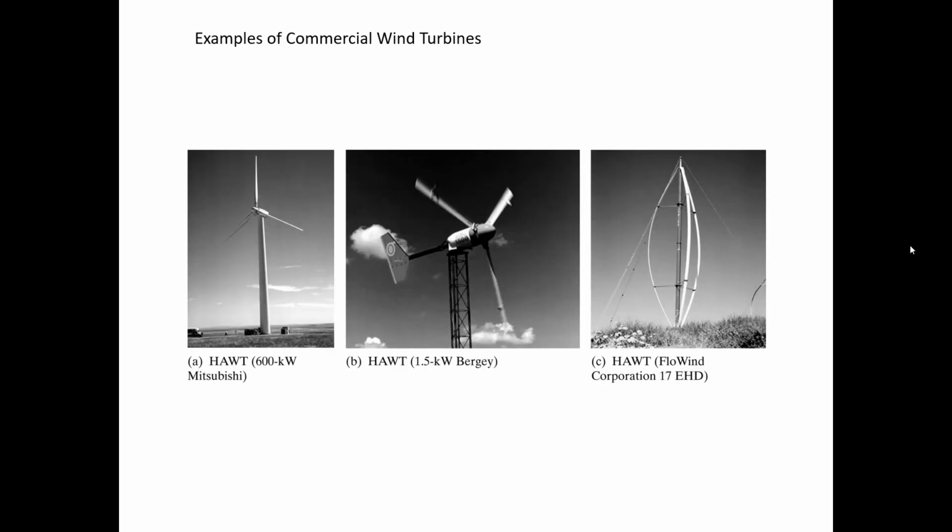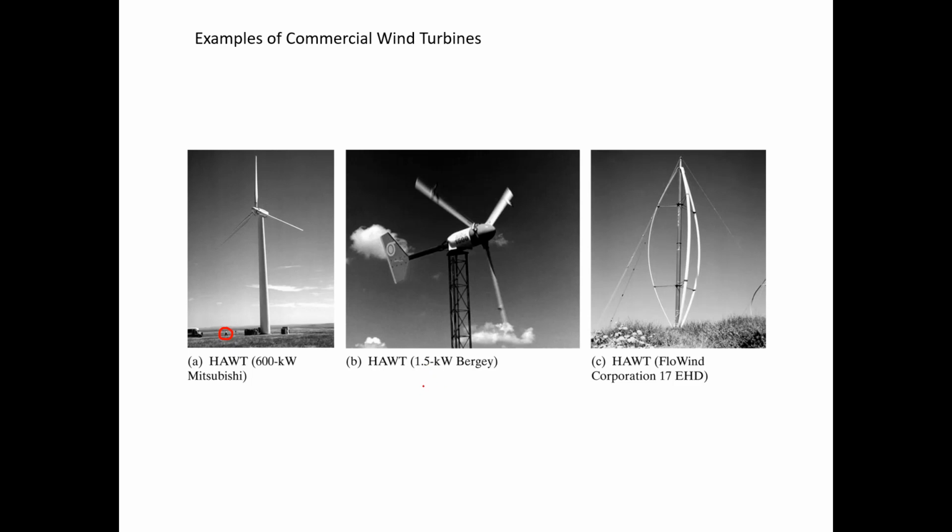Here are some quick examples of some commercial wind turbines. Here is a Mitsubishi 600 kilowatt turbine on the left-hand side of this chart. You can see that, again, it is a pretty large, pretty tall tower. If you look here, you can make out a person standing next to the turbine, which shows how it is scaled. You can see how huge it is in comparison to its size.